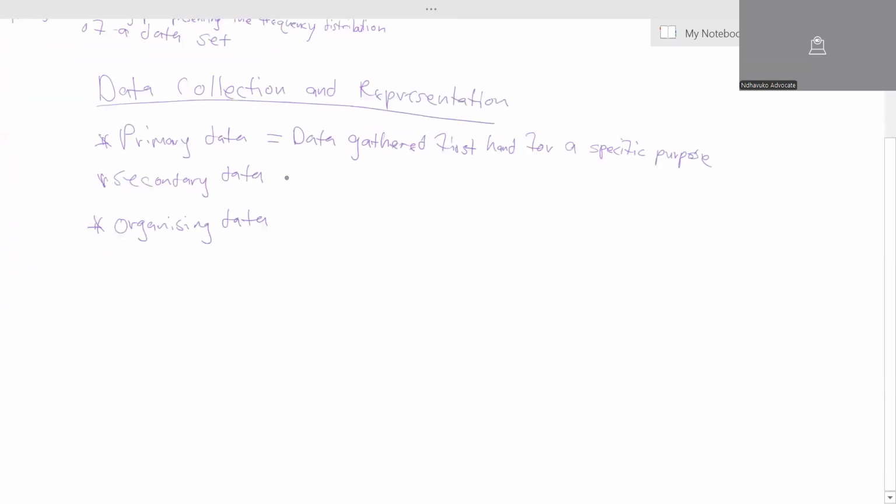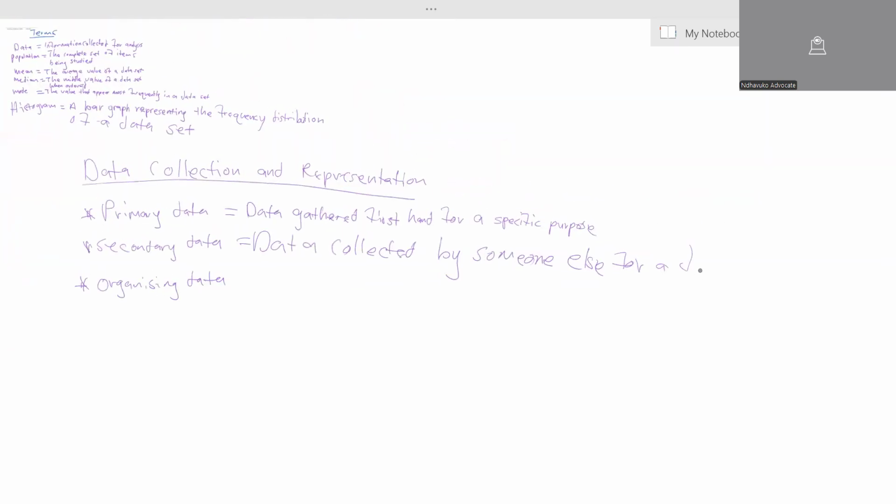Then secondary data is the data collected by someone else for a different purpose. Data collected by someone else for a different purpose.